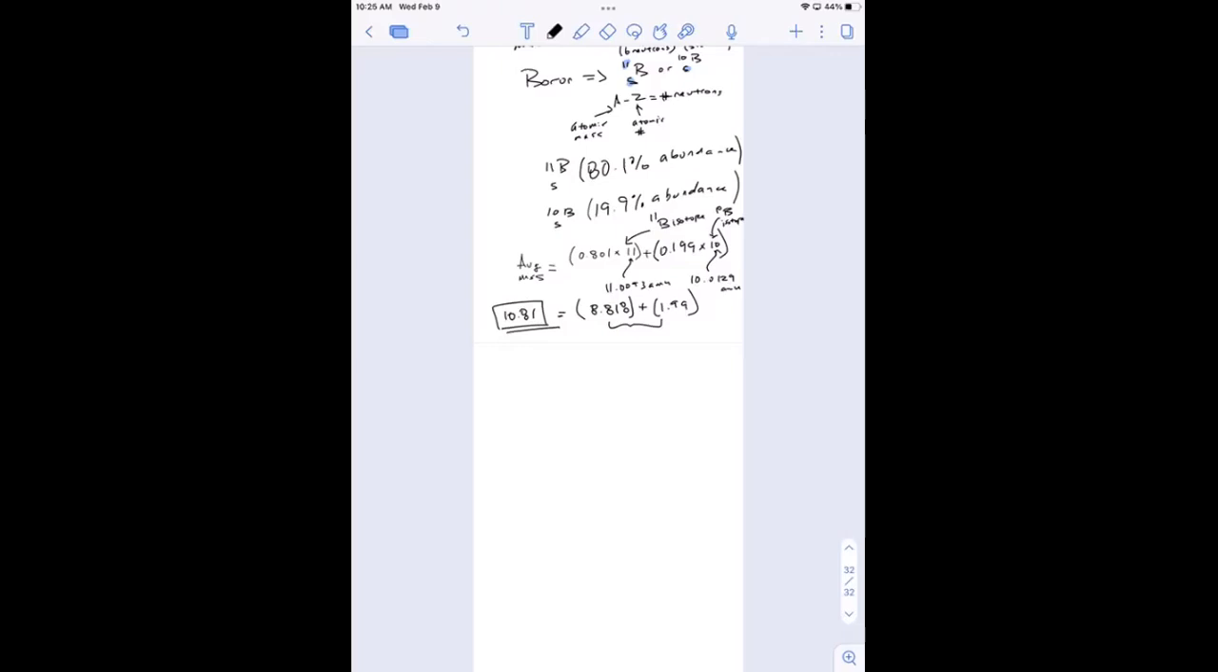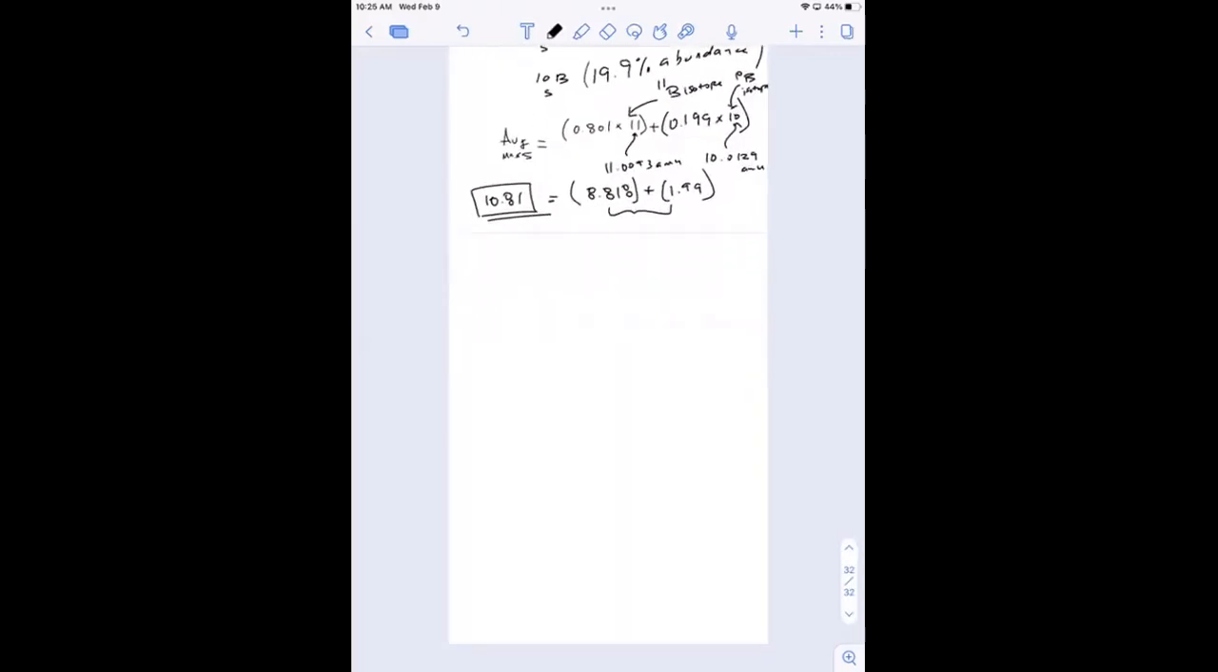All right, let's look at another example. We're going to calculate the average mass of magnesium, and then we're going to do another example where we actually have to figure out the abundance, which is a little bit different. So let's do another example.